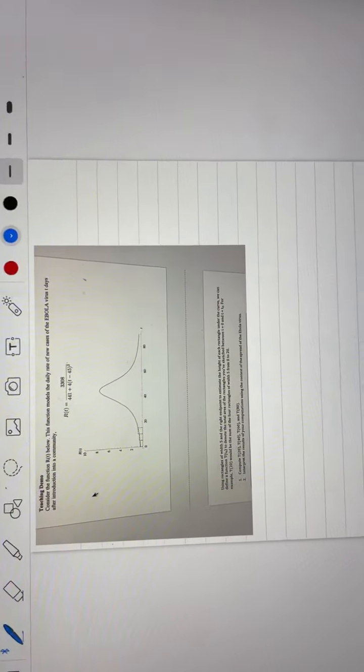I'm gonna speed run this a little quicker. You see the equation we have is teaching demo. Consider the function R(t) below. This function models the daily rate of new cases of Ebola virus t days after introduction. New cases of Ebola virus 2 days after introduction in the community.